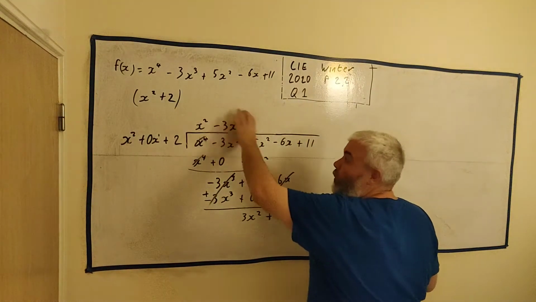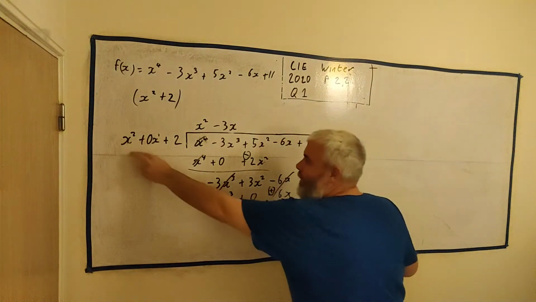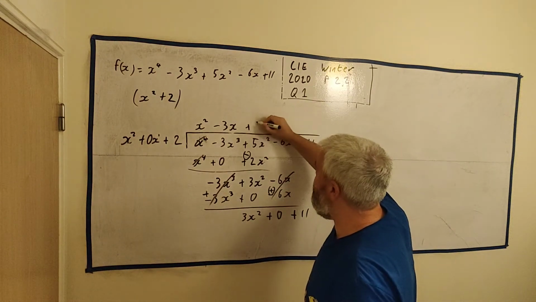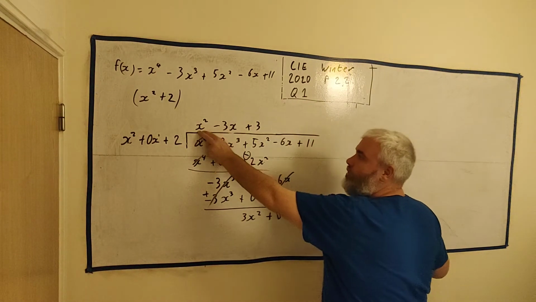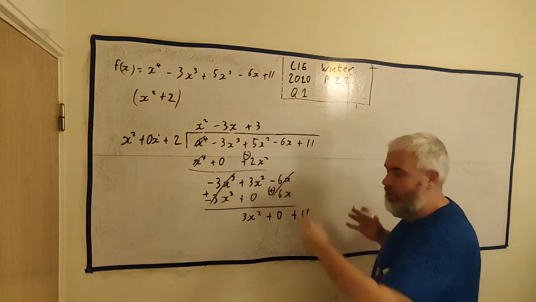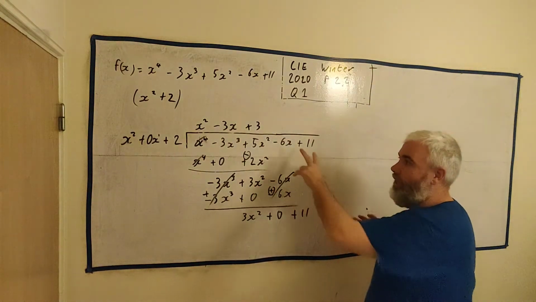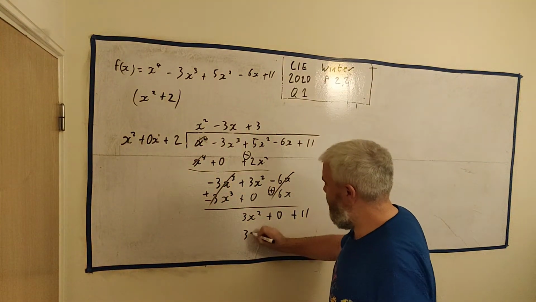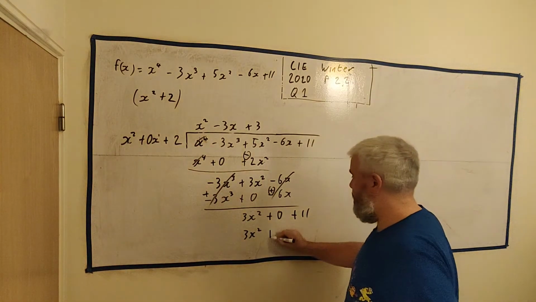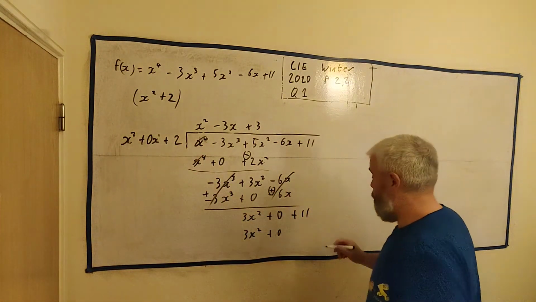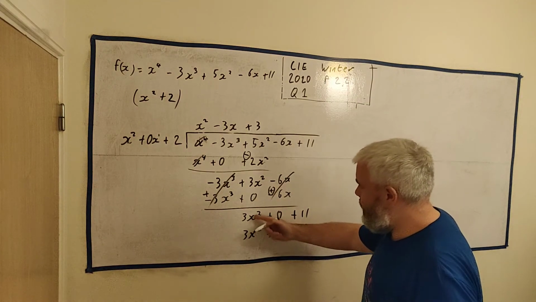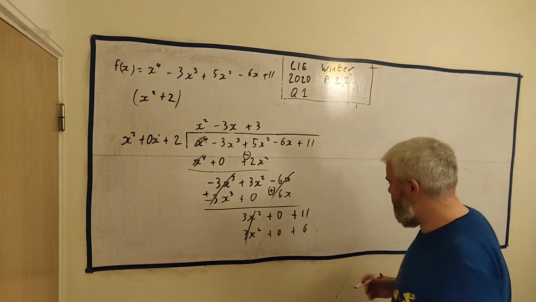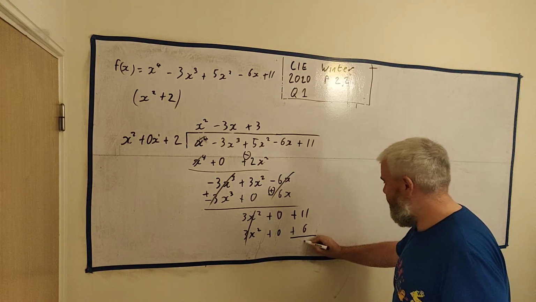Remember, this is going to be the quotient up here that we find. So what number do I need to multiply x squared by to get 3x squared? Well, it's just 3 in this case. You can see a pattern there: x squared, x to the 1, x to the 0. And that pattern would keep going if you had bigger numbers than this. So 3 times x squared is 3x squared. 3 times 0 is 0. And 3 times 2 is 6. Take these away, that's gone. Take those away, it was already gone. 0 minus 0 is still 0. 11 minus 6 is 5.